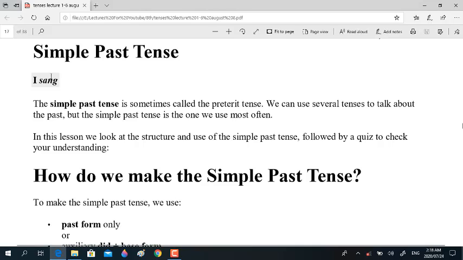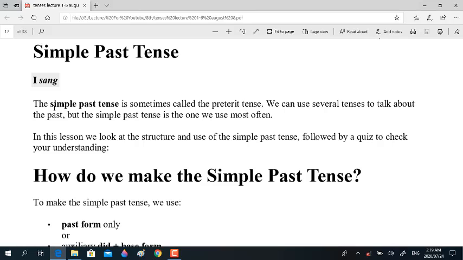Look at the example. If you remember, I had given you an example while discussing simple present tense, that was I sing, right? Now the verb sing has converted into sang. Sang is the past form of sing. I sang. So the structure will be subject plus the past form of verb, right?